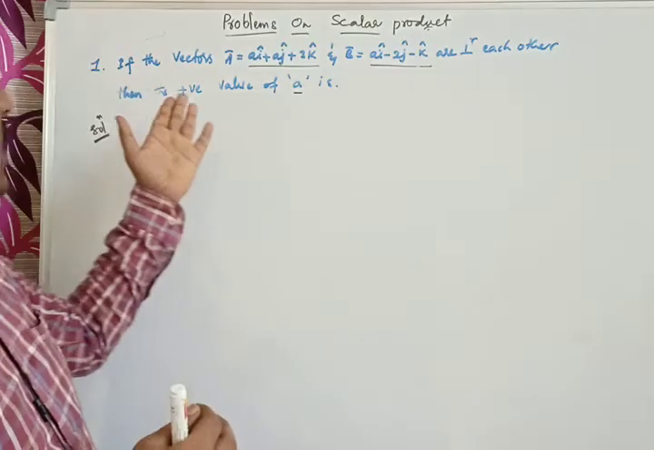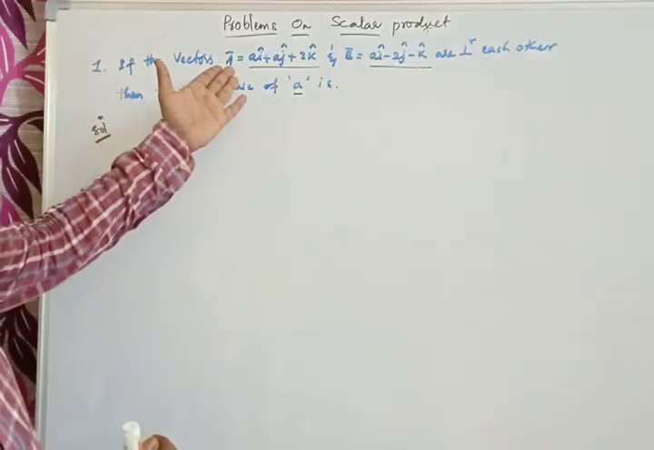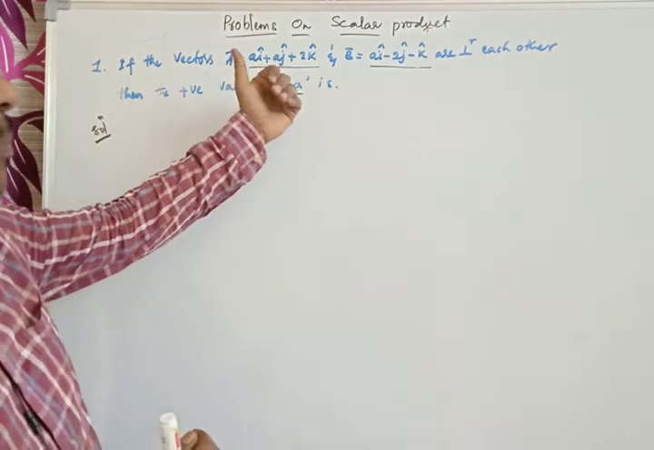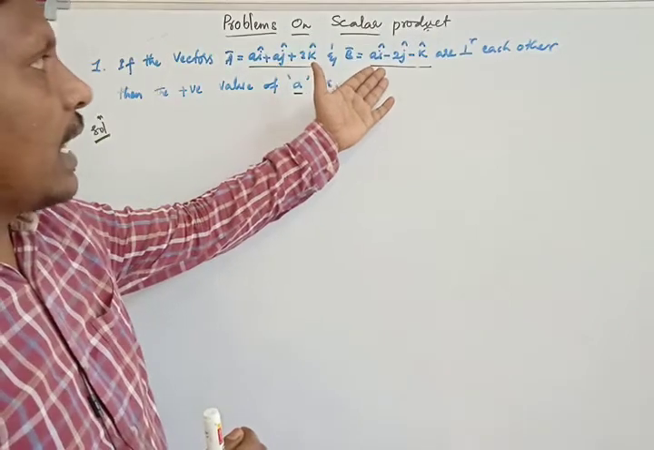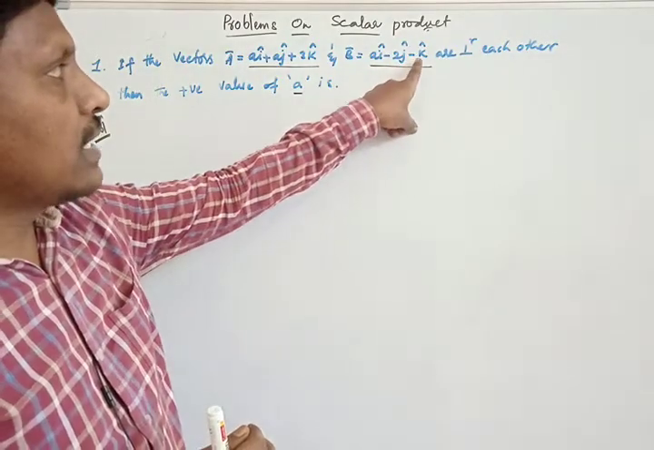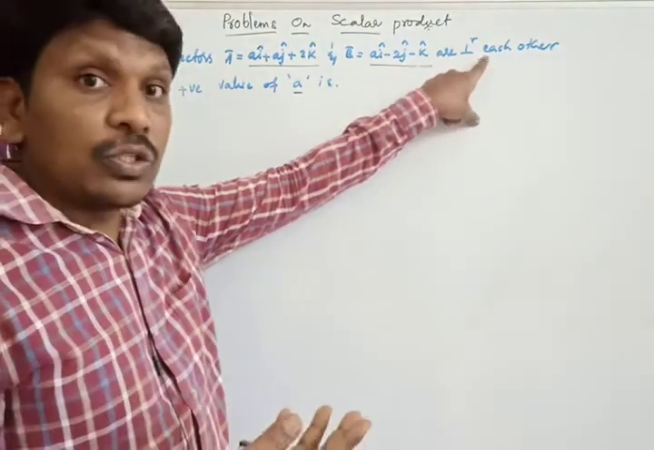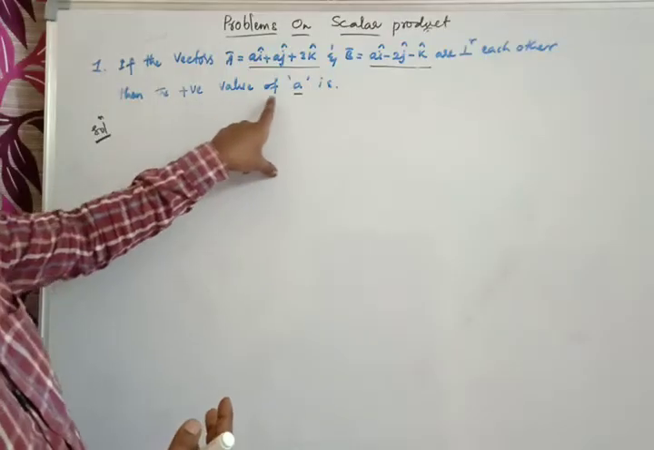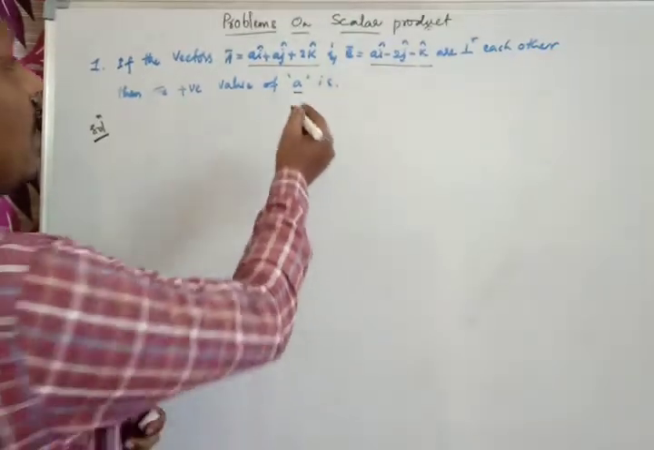Okay. Now let us see, if the vectors a bar is equal to a i cap plus a j cap plus 3k cap and b bar is equal to a i cap minus 2j cap minus k cap are perpendicular to each other, then what is the positive value of a? Here we have to find the positive value of a.